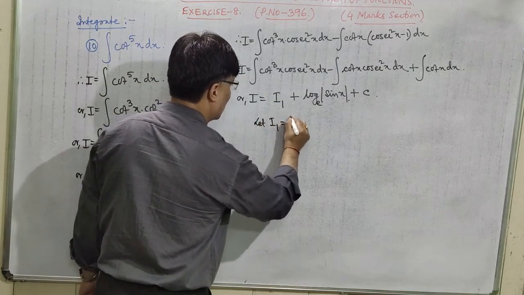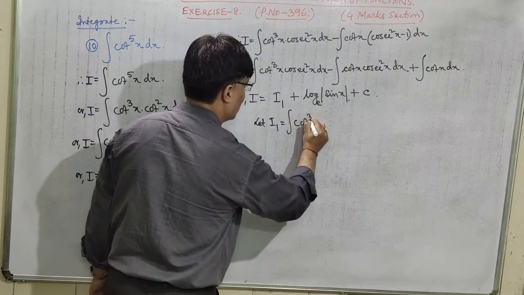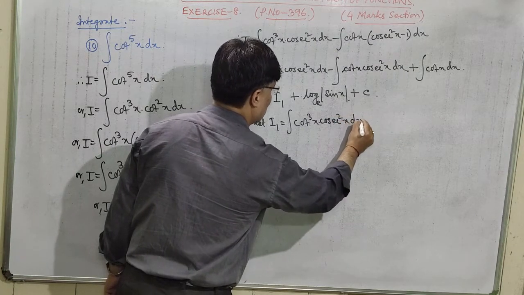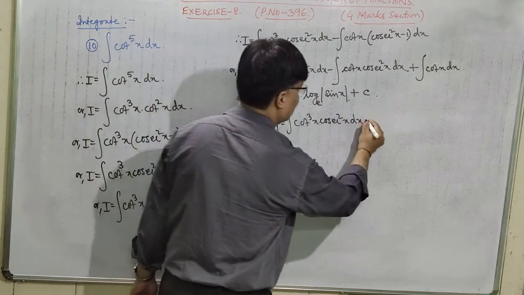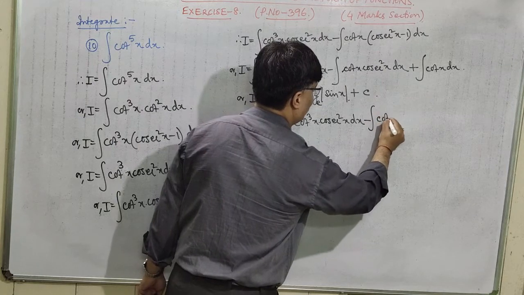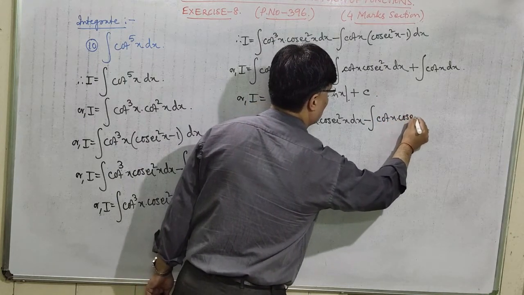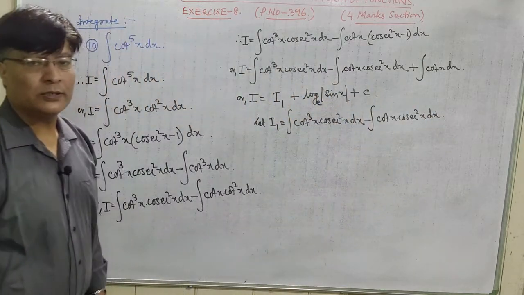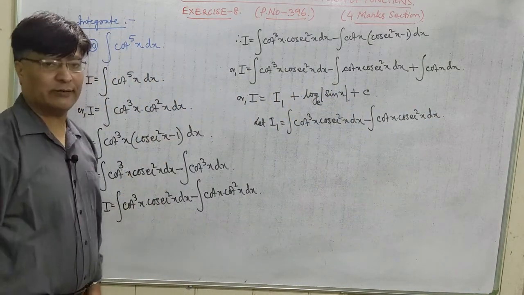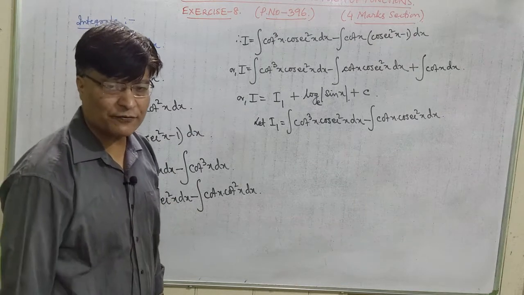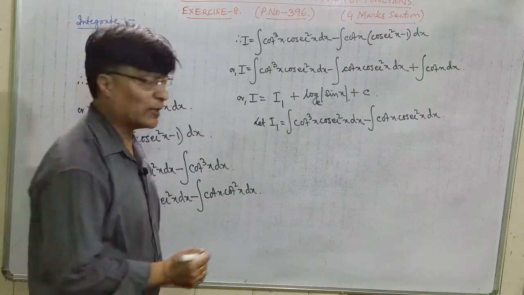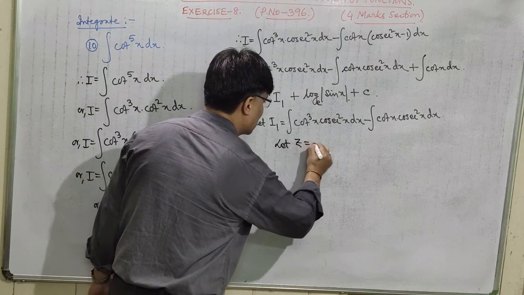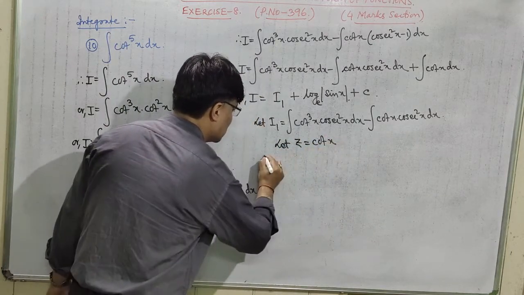Let I1 is equal to integration of cot cube x into cosec square x dx, minus integration of cot x into cosec square x dx. So now you can easily evaluate this integration. You know that the differentiation of cot x is minus cosec square x, right? So let us do the method of substitution now. Let z is equal to cot x. So let us differentiate it.